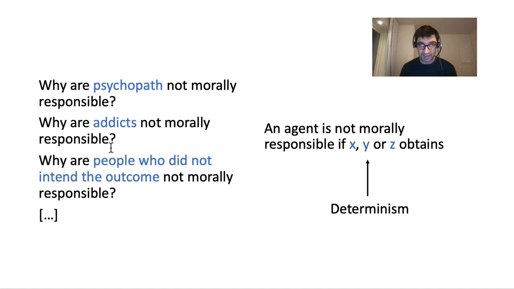And based on these data, which are all cases where an agent is not morally responsible for something bad they did, we are then trying to extract general conditions that make it that an agent is not morally responsible. And so we arrive at a theory of moral responsibility that might tell us, for example, an agent is not morally responsible if either condition X is satisfied, condition Y is satisfied, or condition Z is satisfied. And Franklin's argumentative move is then to show that determinism falls precisely under one of these conditions.